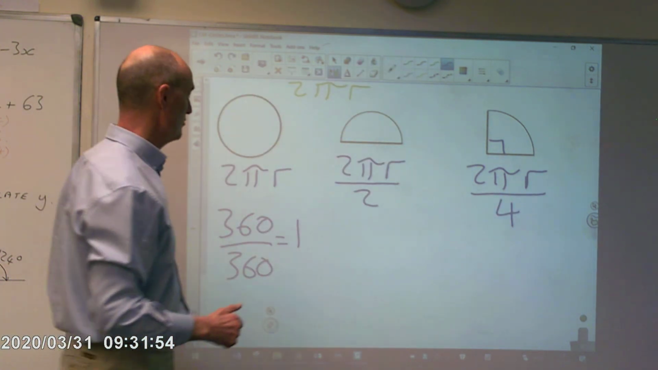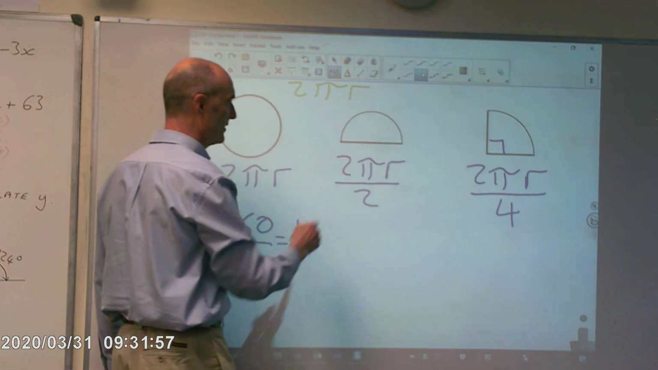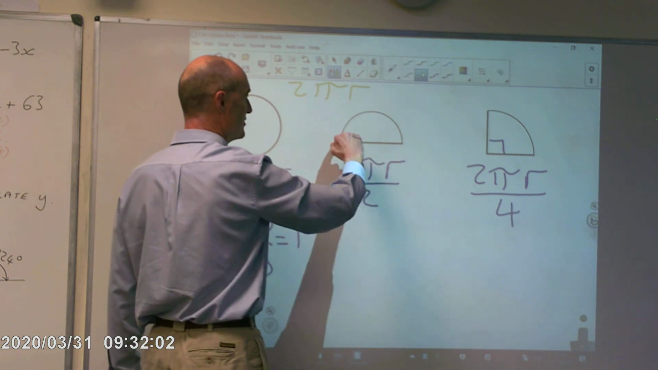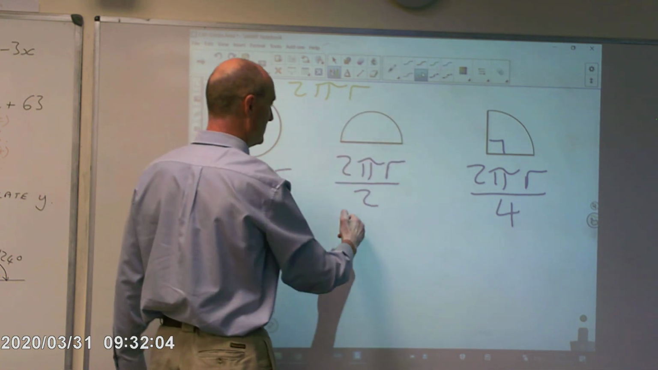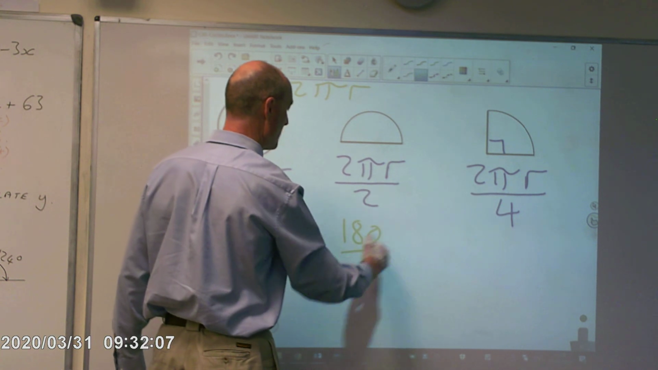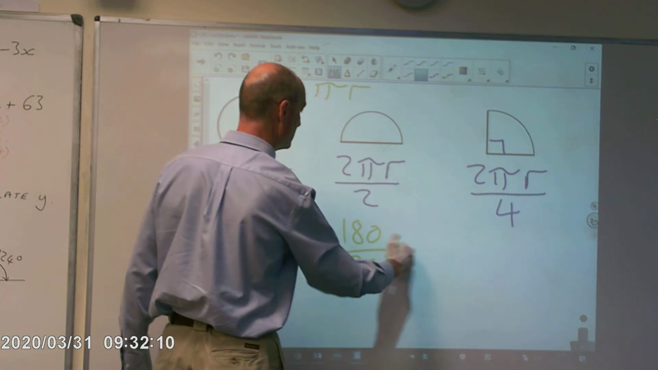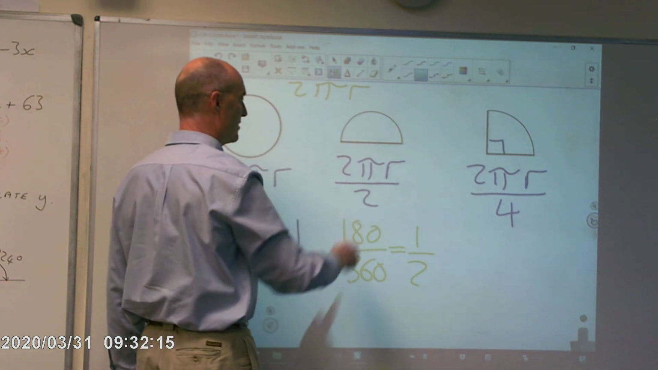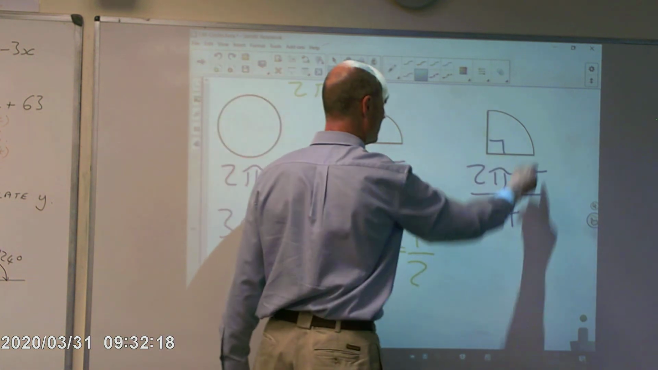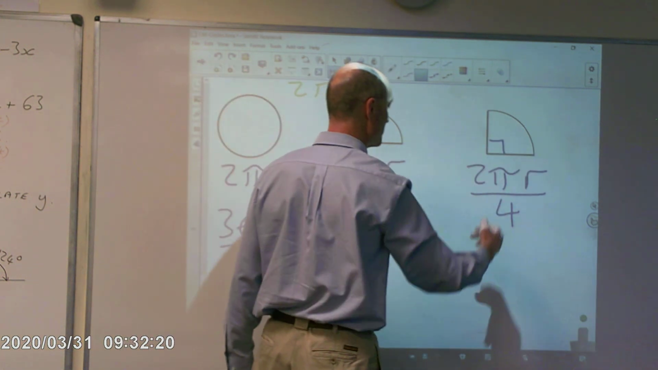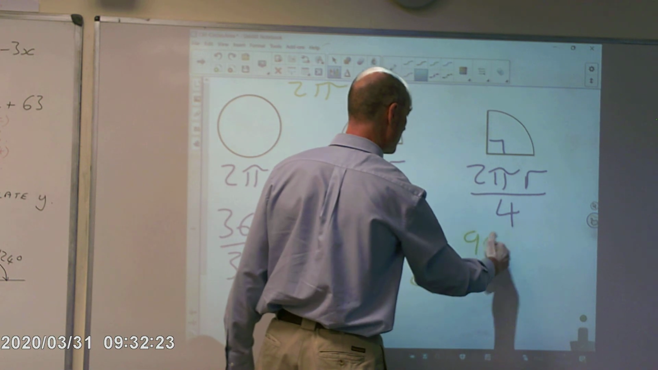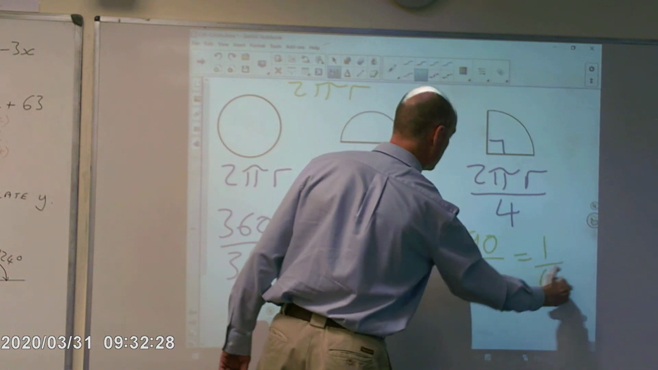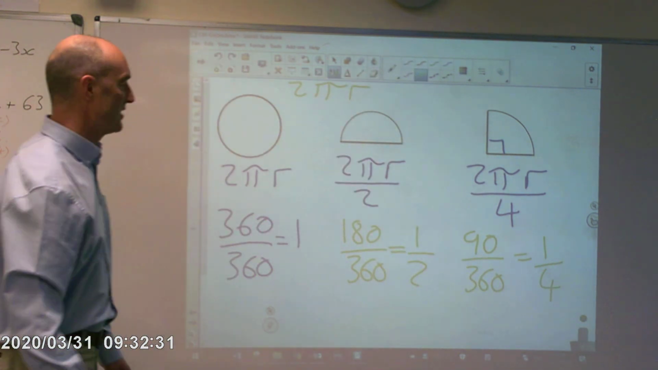And again, as I showed you yesterday, what proportion of the circumference of the circle is involved in this arc? 180 degrees worth has been used up out of 360. So it's half the circumference of the whole circle. A quarter of the distance around the whole circle has been used up here. 90 degrees worth out of 360 gives me that quarter. So very, very similar to what we were doing yesterday.